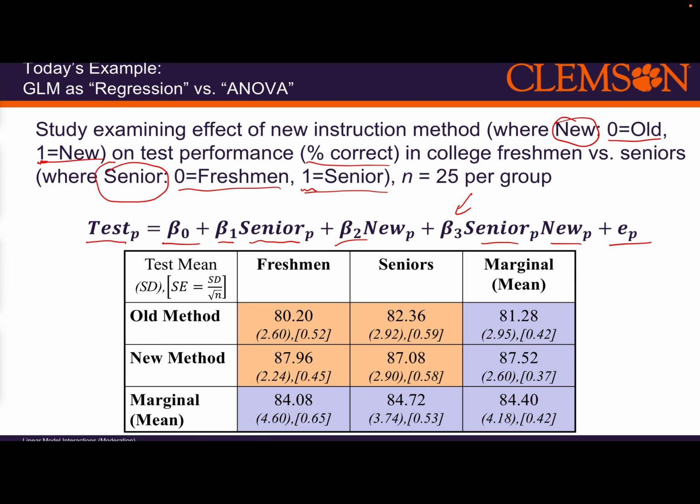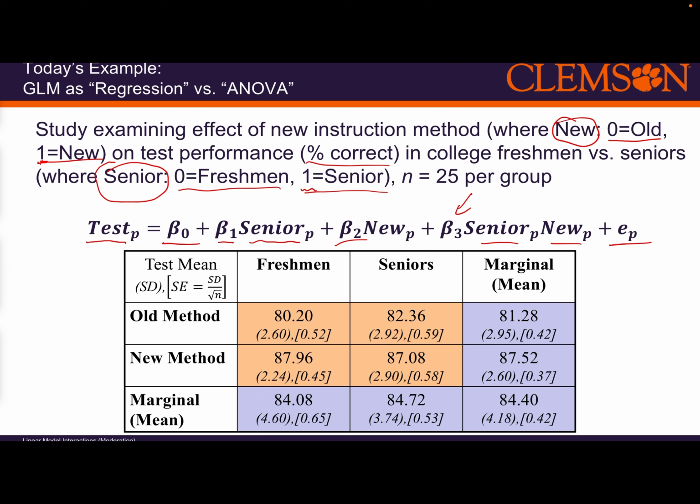The subscript p refers to the person, the individual college student who is in this class. And p is an index variable. So it starts with 1 for the very first student and goes up to the number of students that we have. Also, we would typically note here that error under the general assumption of the general linear model is independently and identically distributed as a normal distribution with a mean of 0 and a variance sigma squared, in which case we would call this the residual variance because it's what's left over of test after we predict it with the senior variable and the new variable.